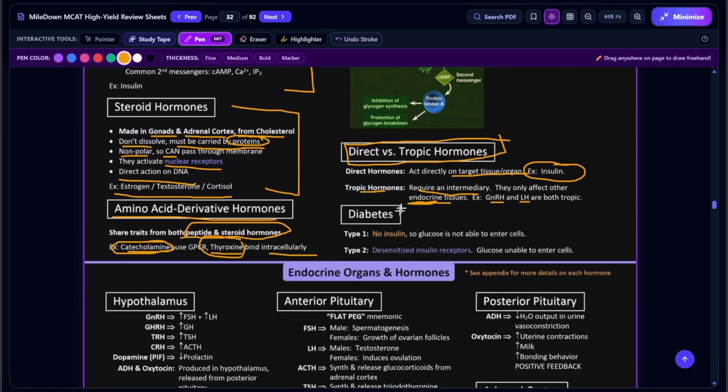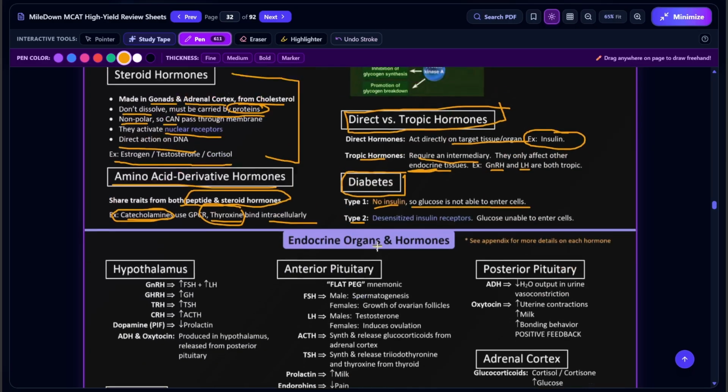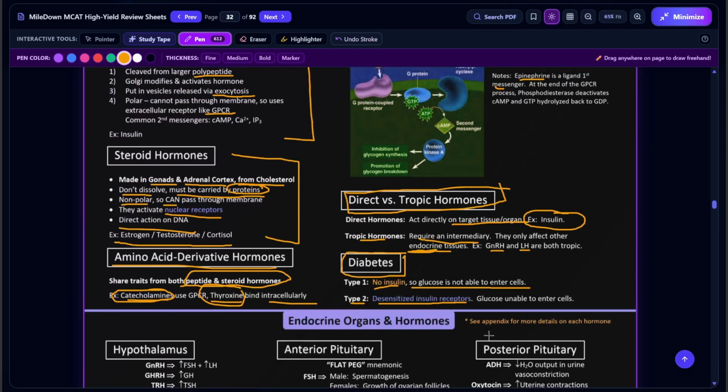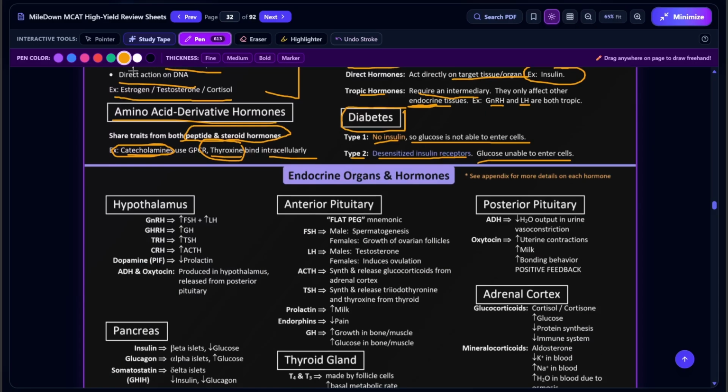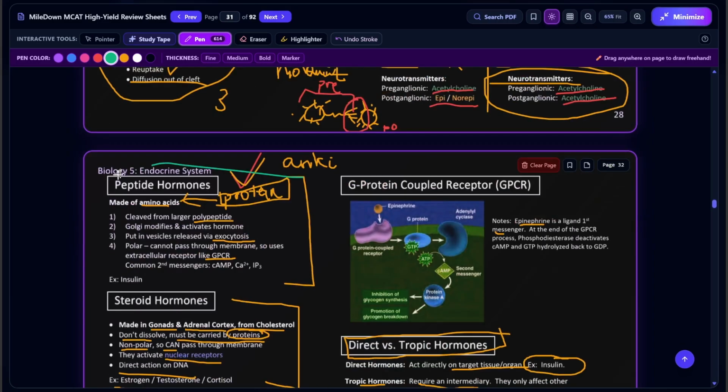And then diabetes. Type 1, no insulin, so glucose is not able to enter cells. Type 2 diabetes, desensitized insulin receptors, glucose unable to enter cells. So I'm going to go over probably diabetes a little bit more too. And then I'm going to go over peptide hormones along with the GPCRs together as a whole lesson.